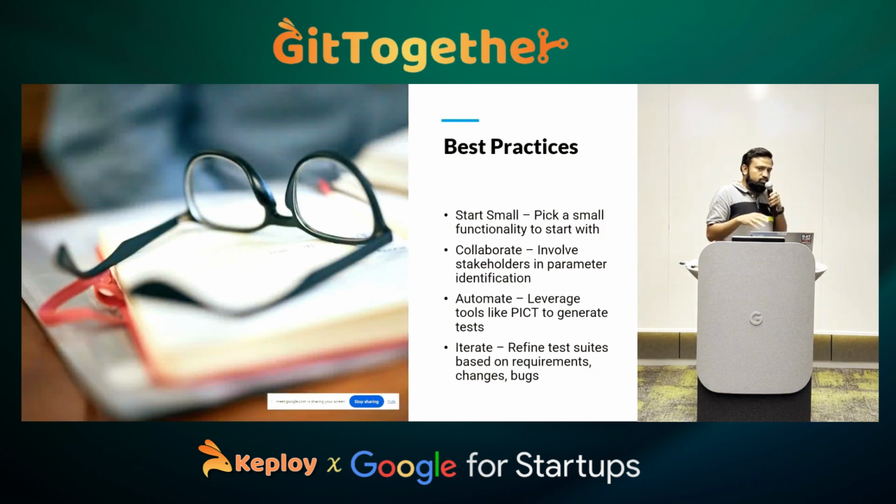If you want to start small, pick a small feature, a small area in your application, and collaborate with the stakeholders. In this case, my stakeholder collaboration was handled by ChatGPT, so I was very fortunate. But you'll have to deal with people when you're doing it actually. And then automate and iterate over them, right?